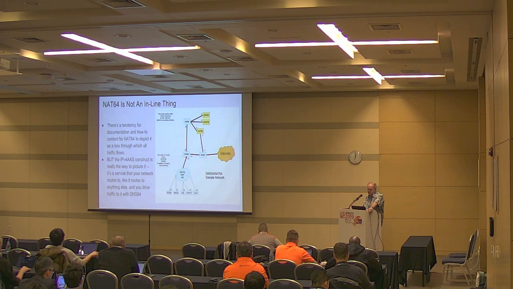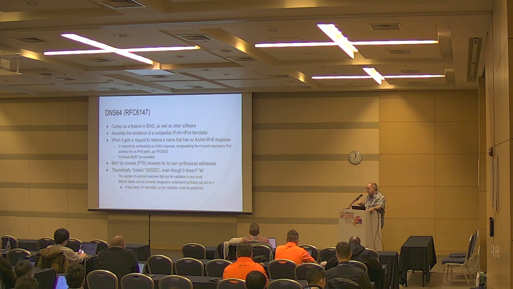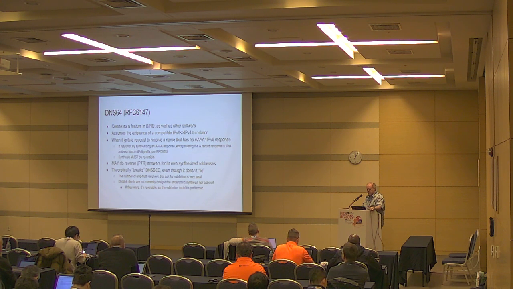It's a thing on your network that you route to, and the way that we drive traffic to it is with DNS64. DNS64, RFC 6147, comes as a feature in BIND, and we have a highly available multi-node Infoblox setup, but we also have a bunch of Anycast servers across our state I2 network that are just Linux boxes with BIND running on them. So we have an investment in BIND, although Infoblox also does DNS64. But it's really, really easy to set it up in BIND once you get your mind around it.